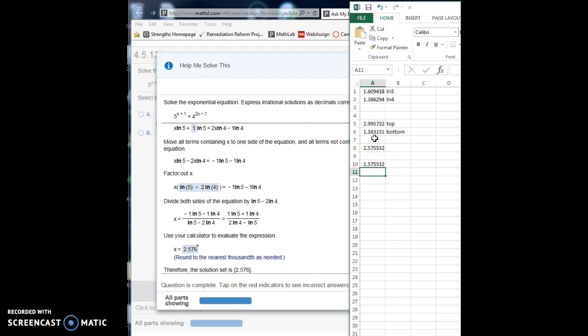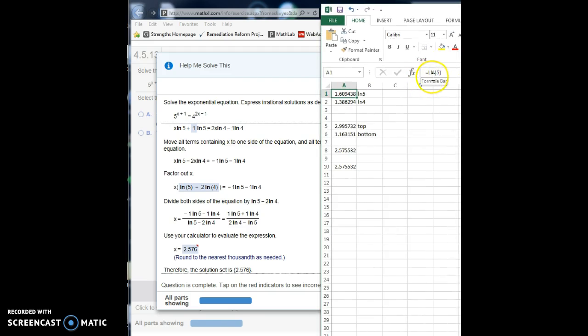You can break it down into steps and see it a little easier sometimes than a calculator where you'd have to copy the answer onto a piece of paper. But here it is in Excel. I just typed in the natural log of 5 by using equals ln and then 5 in parentheses. The natural log of 4 is equals ln with 4 in parentheses. And so I just labeled those so I know what they are.